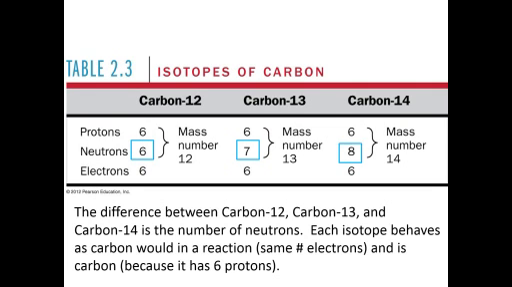Looking at carbon, I talked about carbon-12, 13, and 14 as examples of isotopes. You have carbon-12, 13, 14. What's the difference between these three? Look, you have 6 neutrons in carbon-12, 7 in carbon-13, and 8 in carbon-14. So it's the difference in neutrons. These are all examples of carbon that are found in nature.